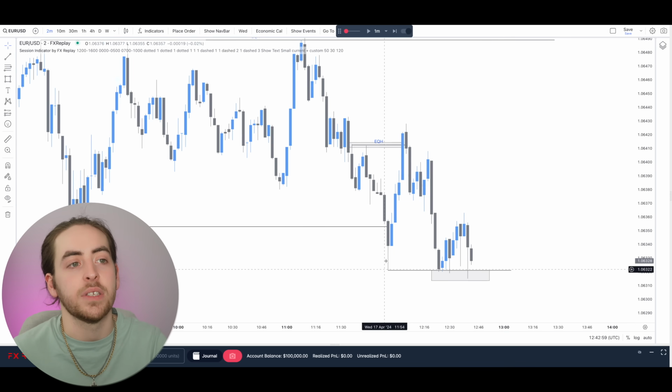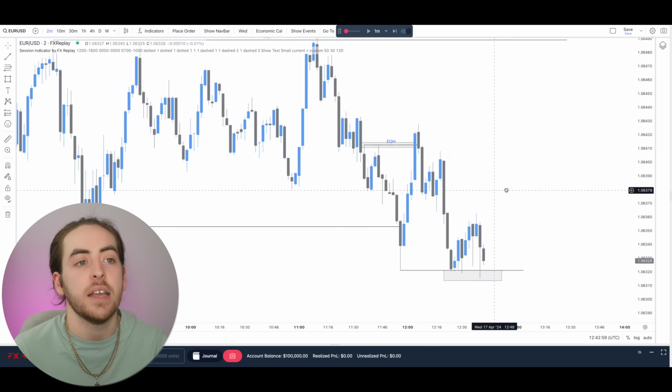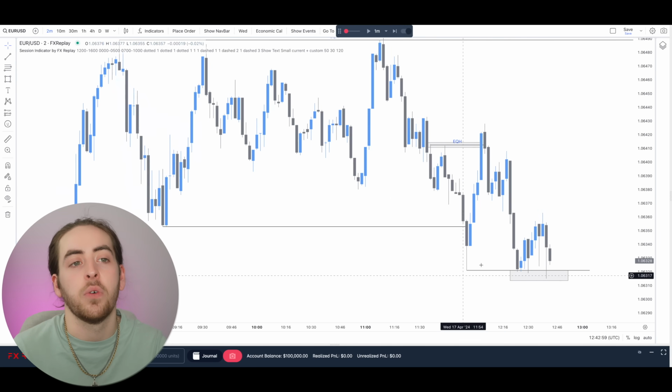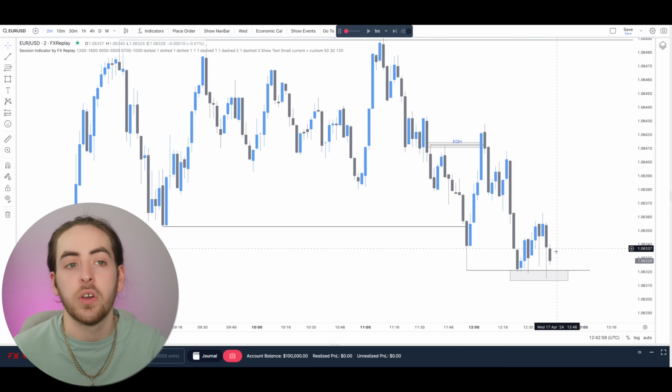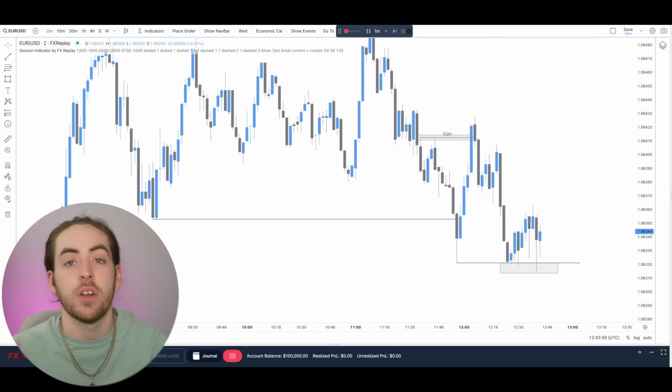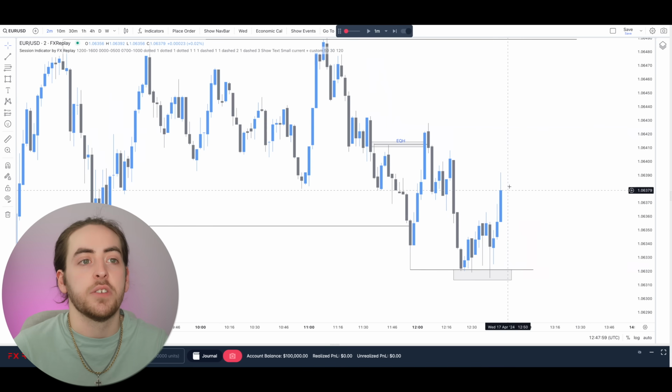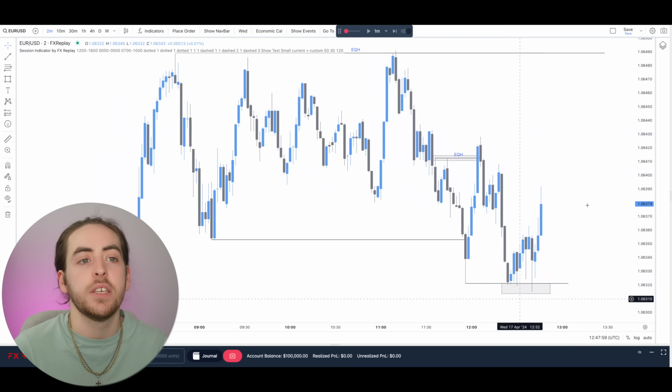So this low that we printed here after sweeping this liquidity is essentially validated at this point because we're now seeing that this low is managing to hold and the market price is failing to go below this level, which is of course an incredibly good sign to see if we are looking for a trade. After that, we started to see this nice bullish push to the upside, and this was giving me what I wanted to see in order to get into a position.